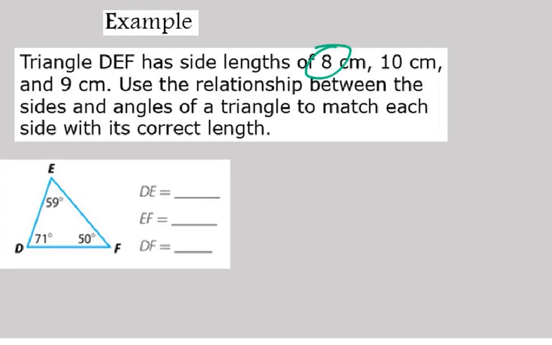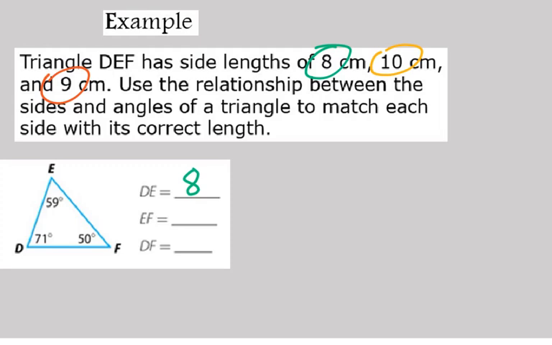We're given a smallest, a largest, and a mid-size. Same is true with the angles. So let's start with DE. Down here it's asking about the length of DE. If we're trying to figure out what DE is, DE is opposite of the 50 degrees, and 50 degrees is the smallest, and our smallest is going to be the 8, so that is going to be 8 centimeters.